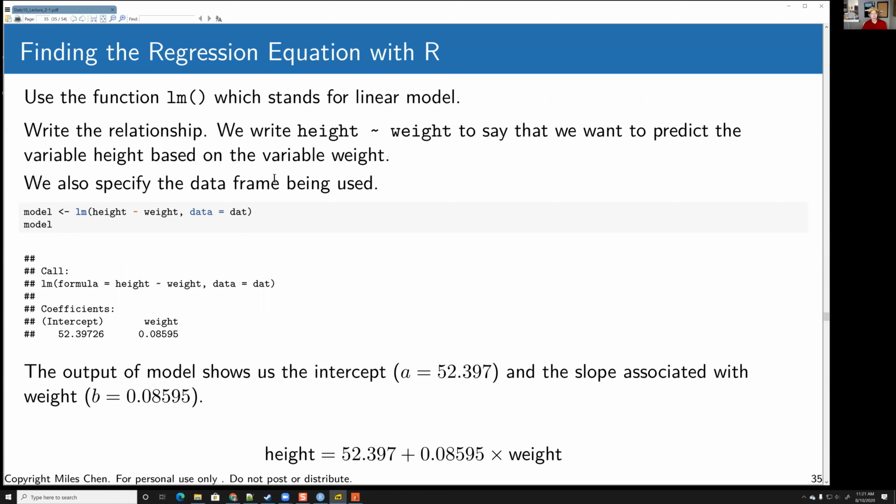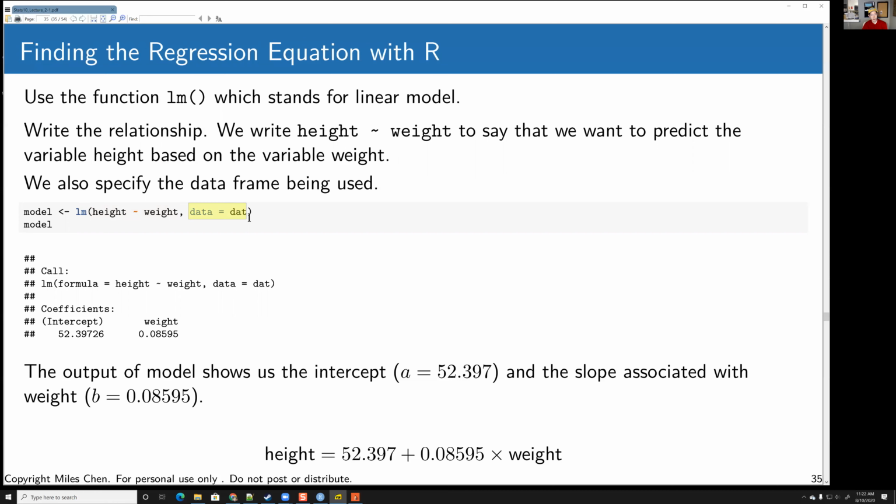If you want to create the regression equation in R, the function you can use is LM. LM stands for linear model, and it finds a linear regression equation. When we write the relationship, we write height tilde weight. This is the shorthand way of R saying predict the variable height based on the variable weight. So we would write linear model LM, height tilde weight.